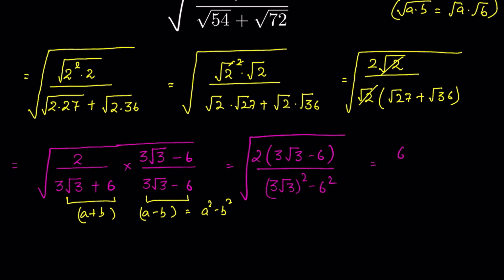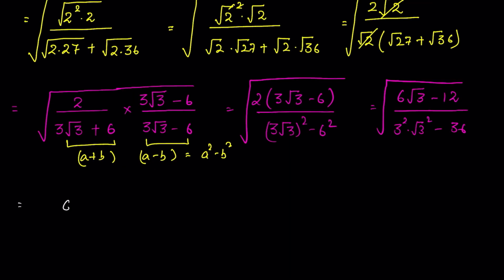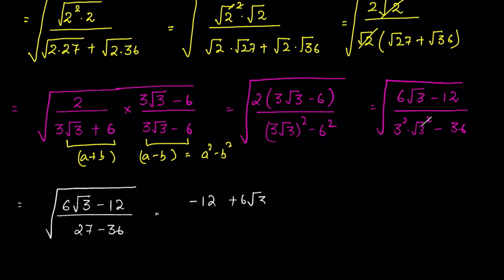So this is 6 times square root of 3 minus 12 upon 3 square times square root of 3 square minus 36 under square root, or 6 times square root of 3 minus 12 upon, remove the square root with the square, so 3 square times 3 is 27 minus 36 under square root, or we can write minus 12 plus 6 times square root of 3 upon minus 9 under square root. So we multiply and divide by minus sign, it becomes 12 minus 6 times square root of 3 upon 9 under square root.